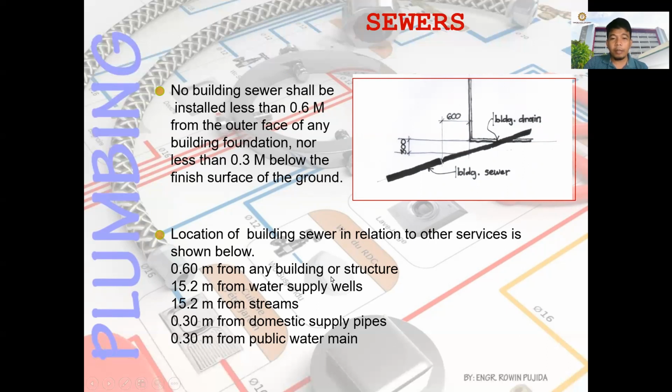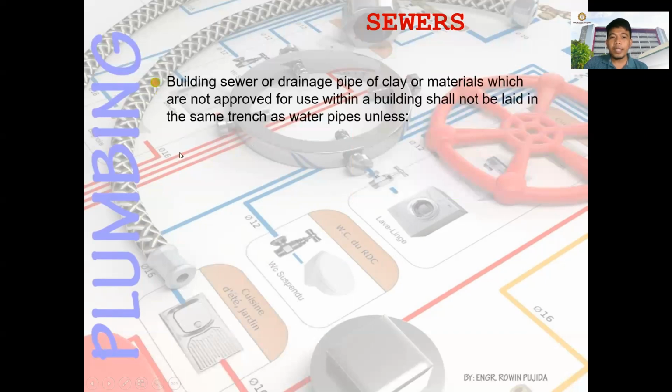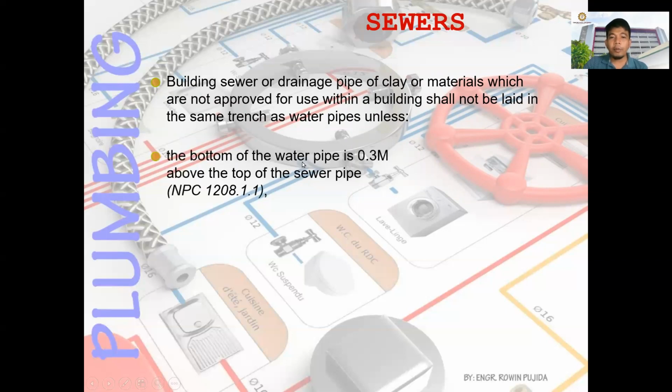So the location of the building sewer in relation to other services is shown below: 0.6 meters from any building or structure, 15.2 meters from water supply, and also 15.2 from streams, 0.3 from domestic supply pipes, and 0.3 from the public water main. So a building sewer or drainage pipe of clay or materials which are not approved for use within a building shall not be laid in the same trench as water pipe unless the bottom of the water pipe is 0.3 meters above the top of the sewer.